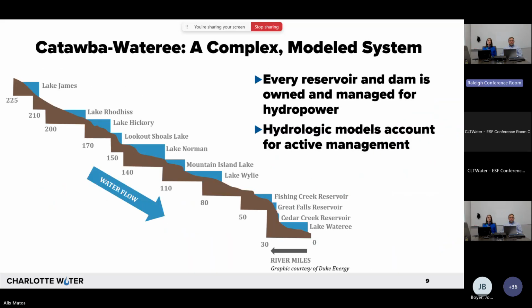Just like your personal bank account can be linked to other accounts or bill pay systems, these hydrologic models allow us to track water across more complex systems like the Catawba watershed shown here. So this figure is showing the 11 reservoirs along the main stem of the river, and each of those is operated for hydropower. The hydrologic models let us account for that management for hydropower, as well as drought response plans, water withdrawals, and water returns.